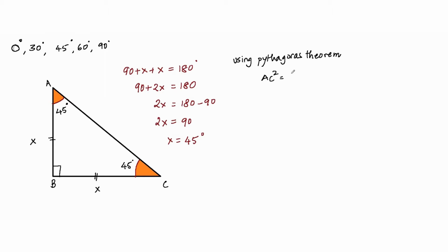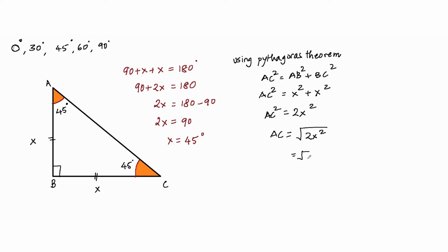AC square is equal to AB square plus BC square, which means AC square is equal to x square plus x square, which is equal to 2x square. So AC square is equal to 2x square, and therefore AC is equal to under root of 2x square, which is under root of 2 under root of x square, that is equal to root 2 x. So this length is therefore equal to square root of 2 times x. Now we have all the three sides of the given triangle.